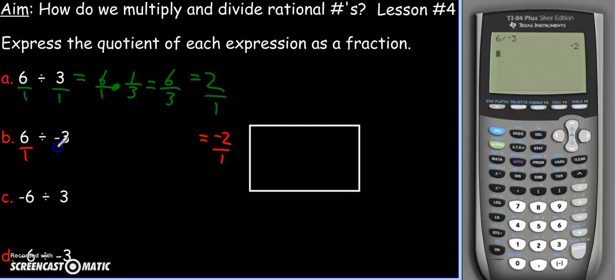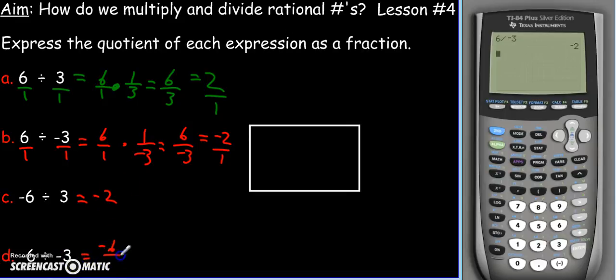That's 6 over 1 divided by negative 3 over 1, so we can write these as fractions so we can see if we have a pattern here. So that's 6 over 1 times 1 over negative 3, which is equal to 6 over negative 3. And 6 divided by negative 3 is negative 2, so we get the same answer. Same thing here. That is also negative 2. Two negatives should make a positive. Let's see if the trend follows.